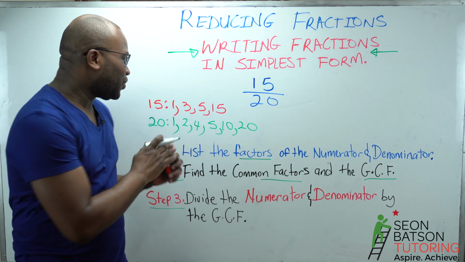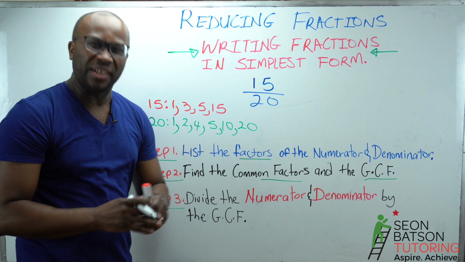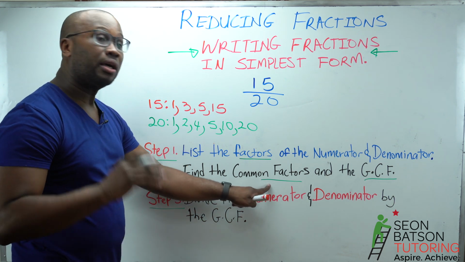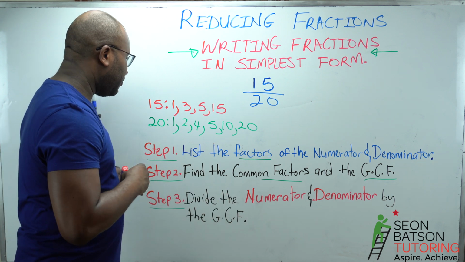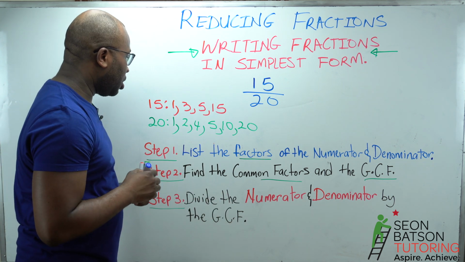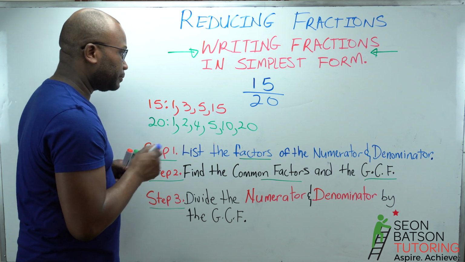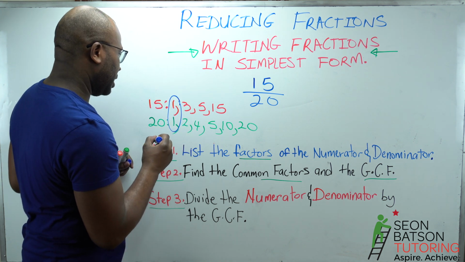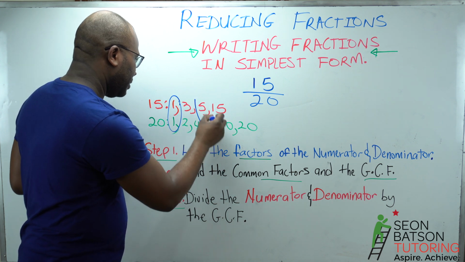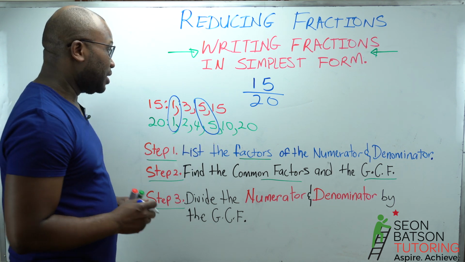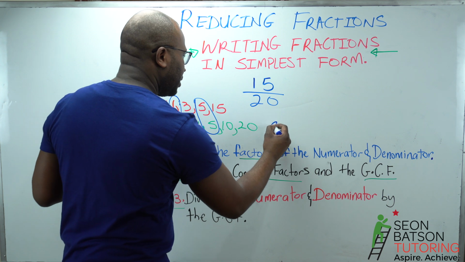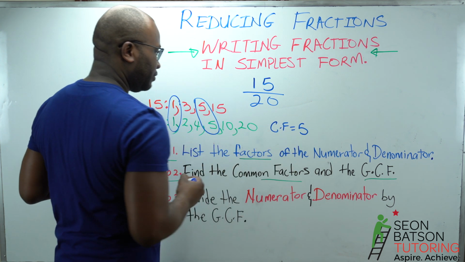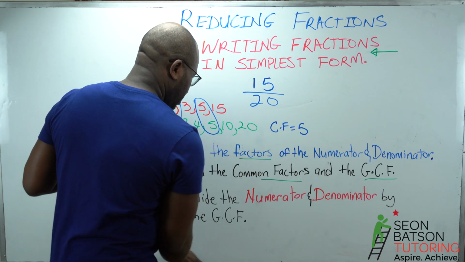So far, so good. Do we have the same factors? Very good. Very, very good. Now, step 2, we will first find the common factors. And again, the common factors will be all the factors that belong to both 15 and 20. So 1 is the first one. Do you see any more? All right. And 5. Yes? So the common factors, and we'll put CF right here, is equal to 5 and 1.